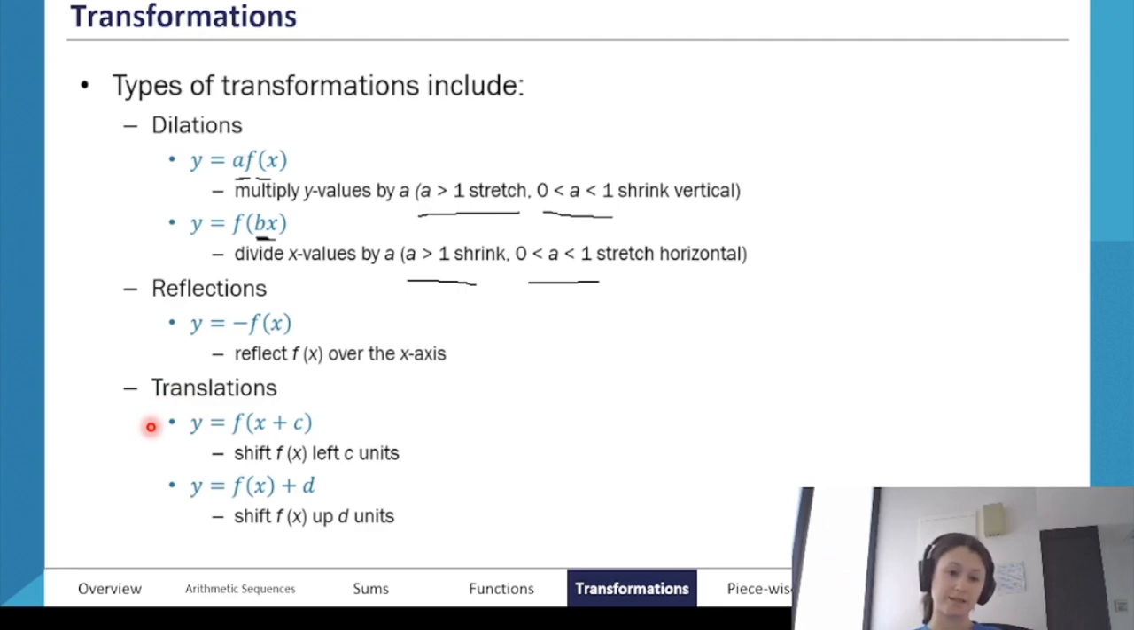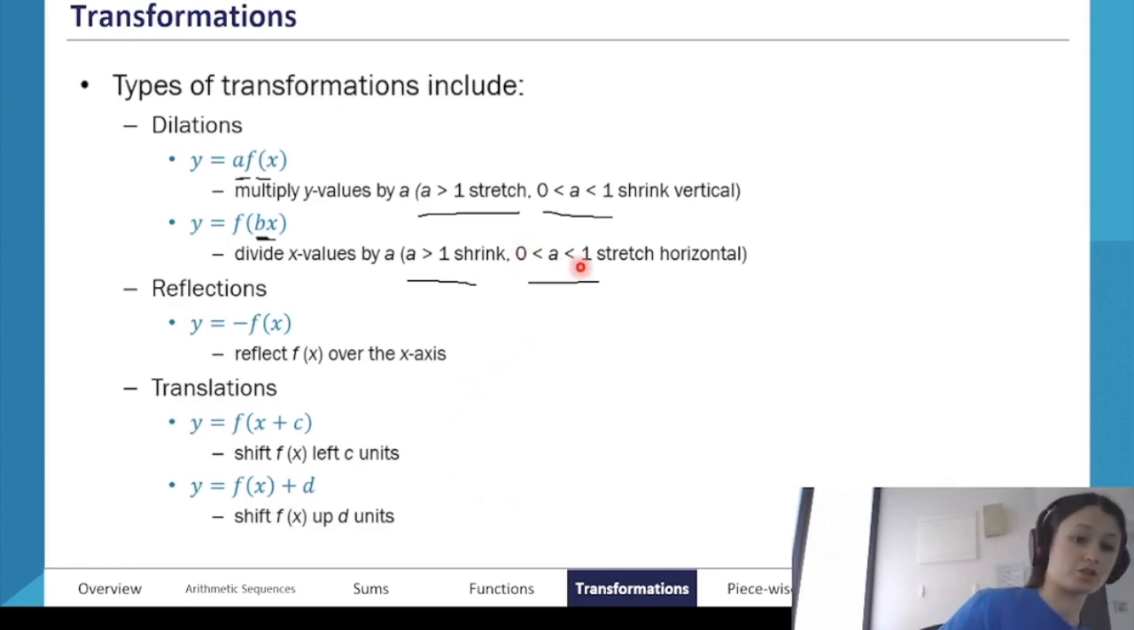A translation. If you add a constant to every single x value, you're going to shift it horizontally. So a change within the x value is a shift horizontally. A change separate to the x value, if you're just adding a constant on the end, is going to be a shift vertically.